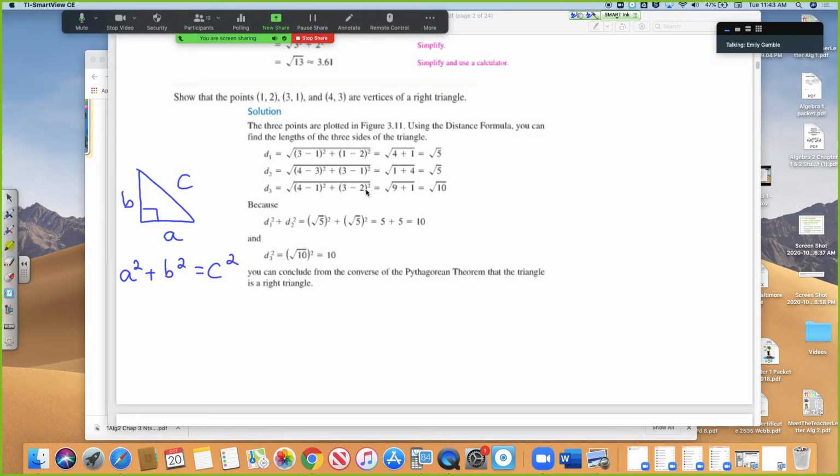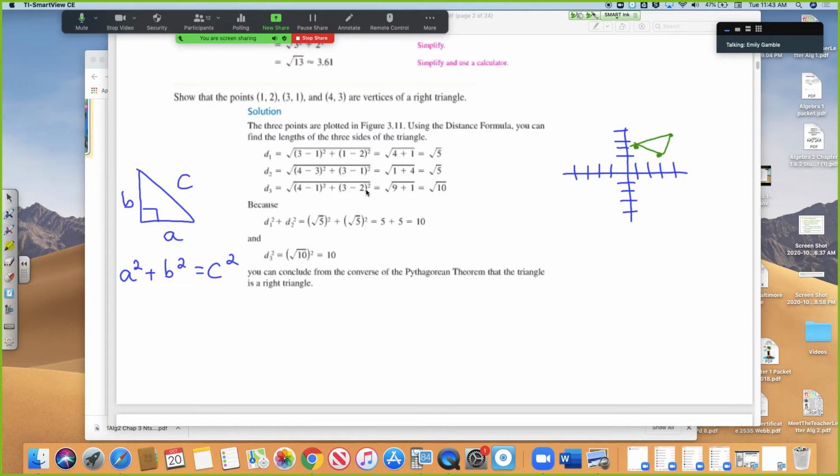So the reason why we're talking about this again is if we have these 3 points, and I'm going to just sketch them: 1, 2; 3, 1; and 4, 3. If I sketch these 3 points, I know mine's not very accurate, but if I was to connect these points, and if it was on actual graph paper, it would look better. They're saying that this is a right triangle.